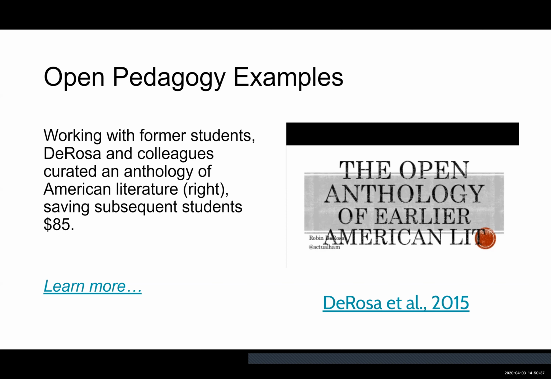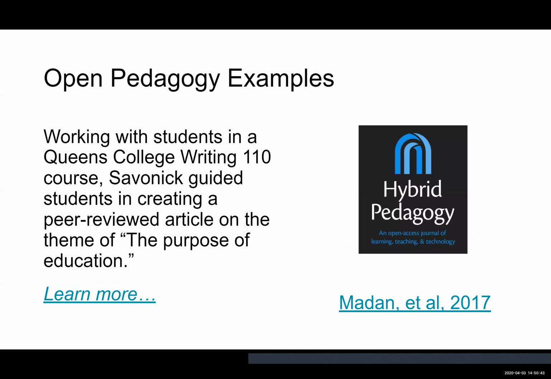And finally, one of my favorite examples is on the next slide: students in an introductory writing class at Queens College working together to create a peer-reviewed journal article on the theme of the purpose of education. The students not only wrote the article, but actually had the article published. So we're talking about freshman students creating peer-reviewed literature, which is amazing.